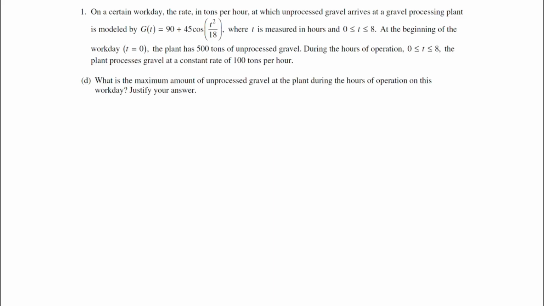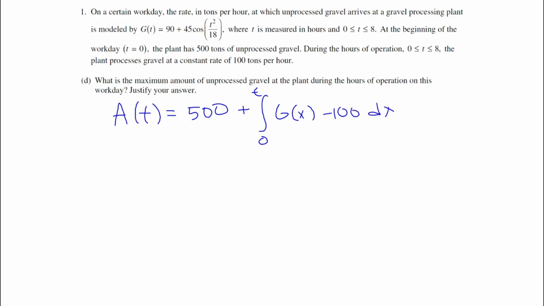And now in part D, we want to find the maximum amount of unprocessed gravel during those hours of operation. So we had the function already. A of t was equal to 500 plus the integral from 0 to t of g of x minus 100 dx. So to determine when a function is at its maximum, you need to take a look at its derivative.